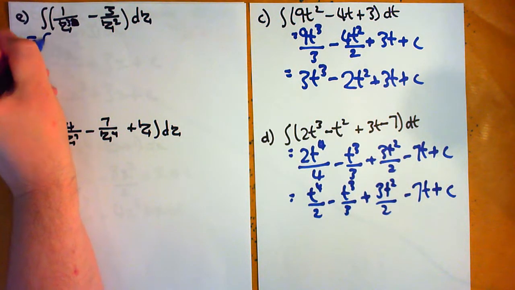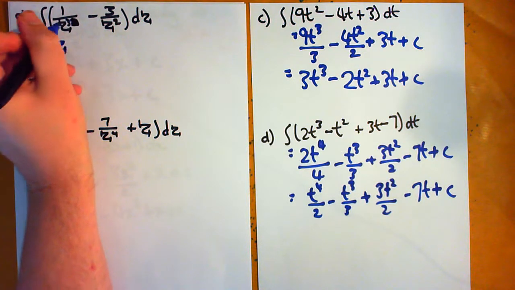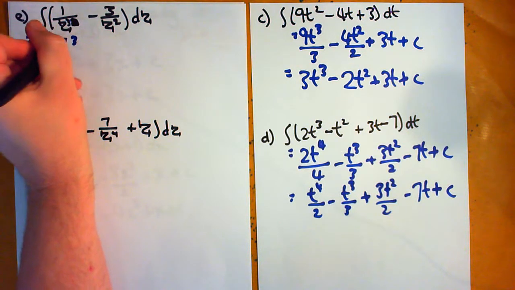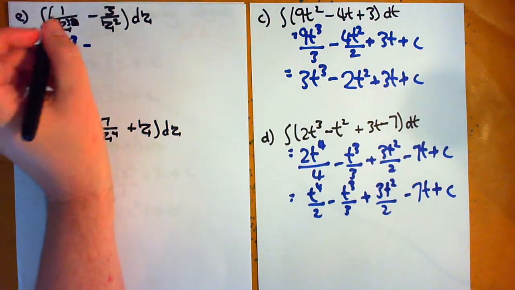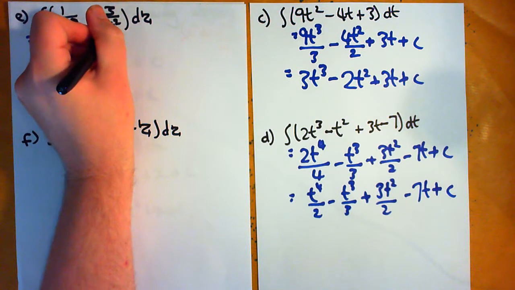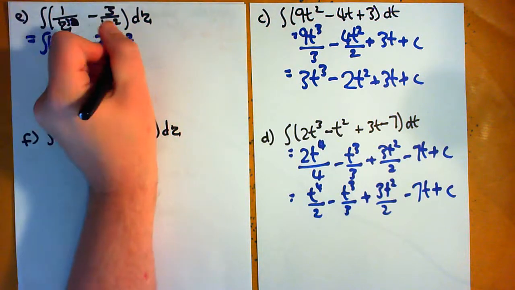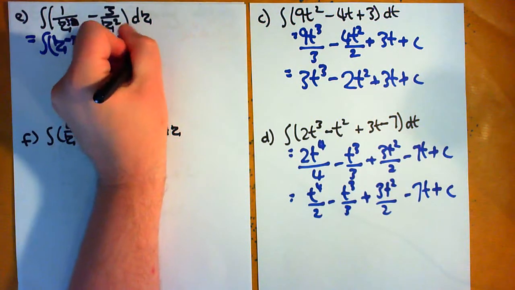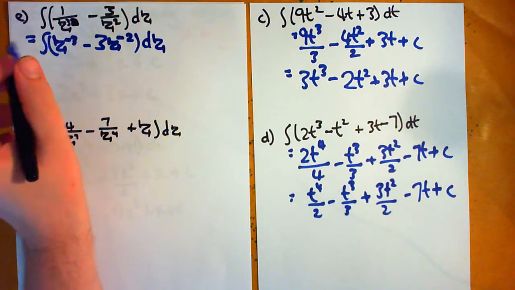So when we set this up, we've got z to the power of 3, but it's on the bottom, so it's a negative power, minus, same thing here, we have 3 times z to the power of, well, the power of z is on the bottom, so it's a negative power, and it's minus 2. Okay, so now we are ready to integrate that.